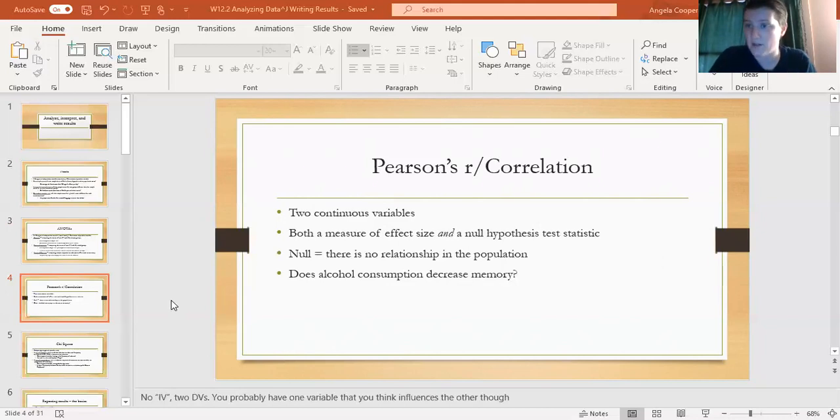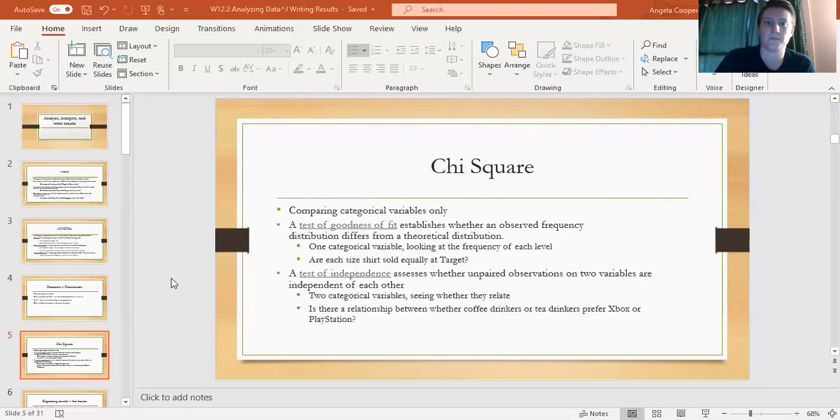So we don't really have independent variables with Pearson's R. In fact, there are no independent variables with Pearson's R, with correlation, because correlation does not imply causation. It's a correlation because we haven't manipulated anything. So Pearson's R does not have any independent variables. In a way, it kind of has two dependent variables.